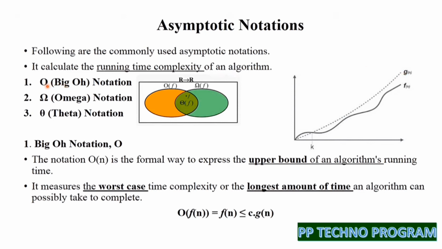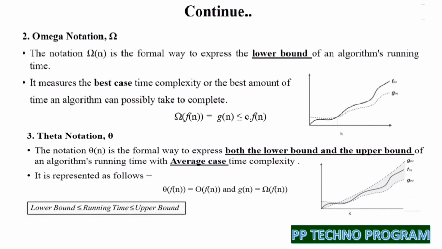So next one is omega notation. Omega notation is the formal way to express the lower bound of the algorithm. Lower bound means the best case, when your item is found at the first position. So it is the best amount of time an algorithm can possibly take to complete. What do you mean by the best case? Best case means the search item is found at the first location in the list. So the best case is denoted by omega notation.